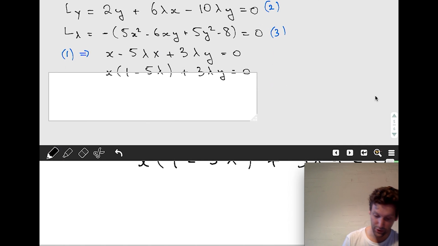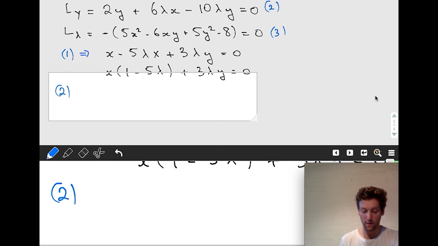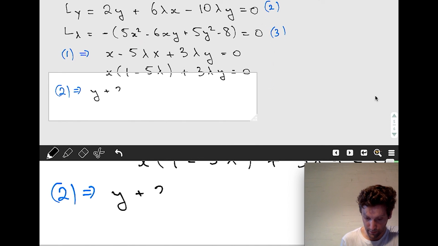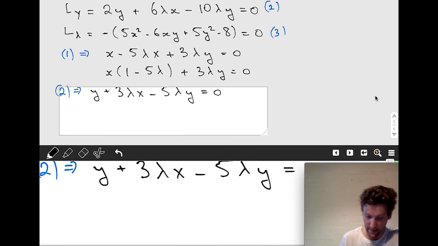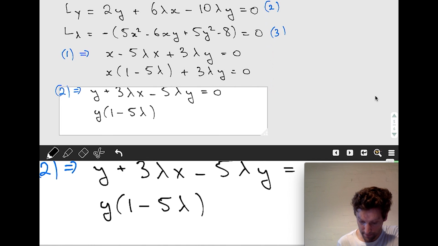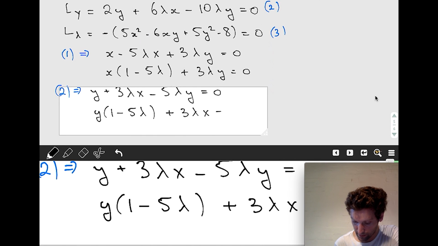Likewise, let's look at expression 2, and divide that by 2 as well, so I get y plus 3 lambda x minus 5 lambda y is equal to 0. Again, I can take out a common factor, this time of y: y times 1 minus 5 lambda, plus 3 lambda x is equal to 0.